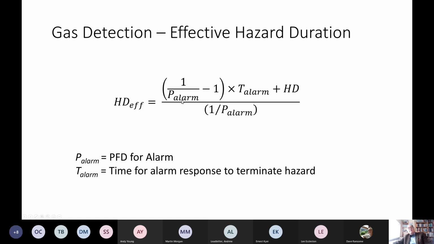So if we imagine the probability of the gas detection alarm being successful was 0.1, which is typically the sort of assumption you might make, 1 over 0.1 gives us the 10 minus 1. So we're saying 9 times out of 10, basically, the hazard would terminate after this period. 1 time in 10, it would not be terminated early, and it would be the full hazard duration. And then we're simply averaging that. So that allows us to compute the effective hazard duration.